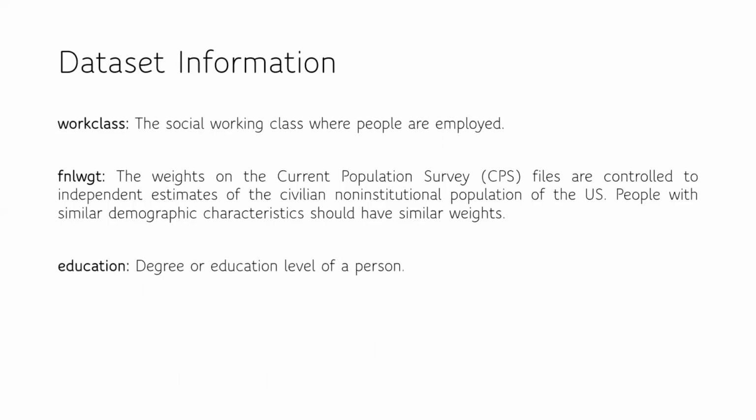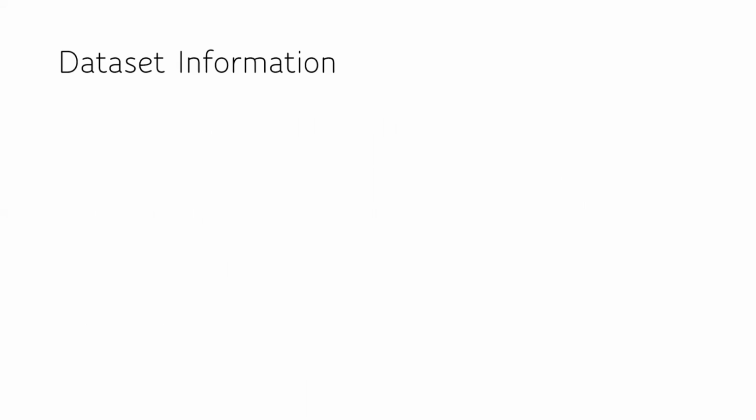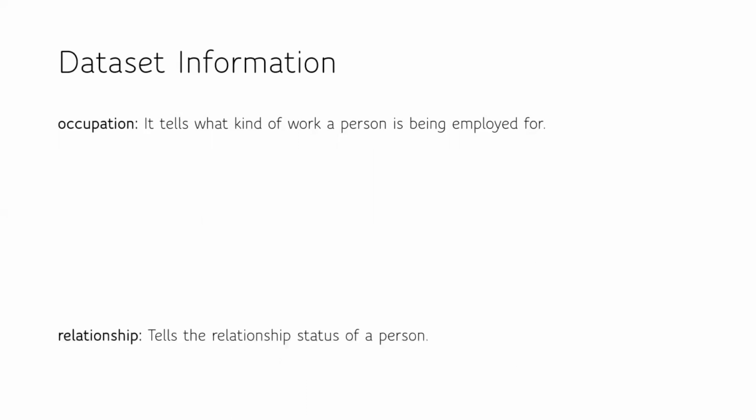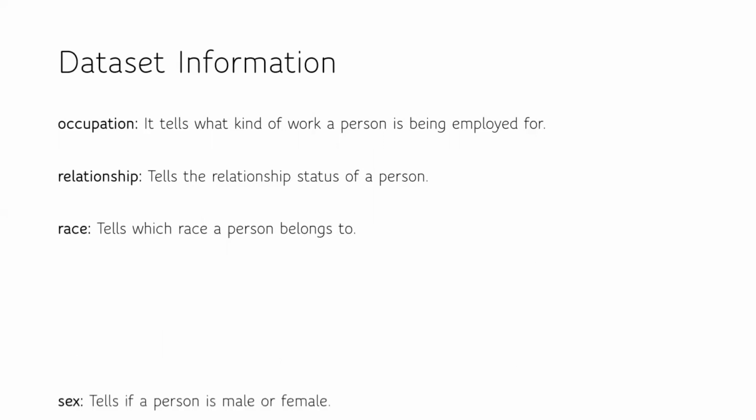And the next feature of education represents the degree or education level of a person. Next, we have education number. It also represents the level of a person in numerical terms. Then we have marital status, that represents if a person is married, single, or what. Next, we have occupation. It tells what kind of work a person is being employed for. Then we have the relationship status of a person, and the race column represents the race of a person.